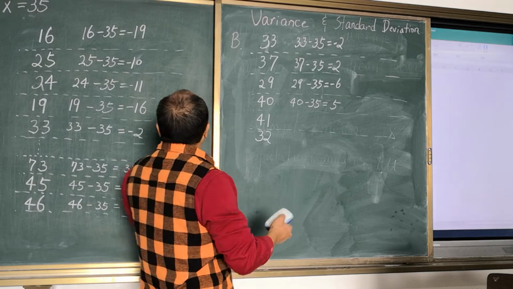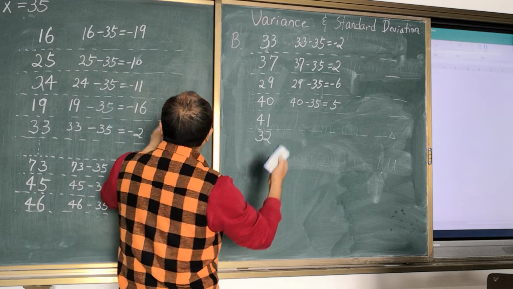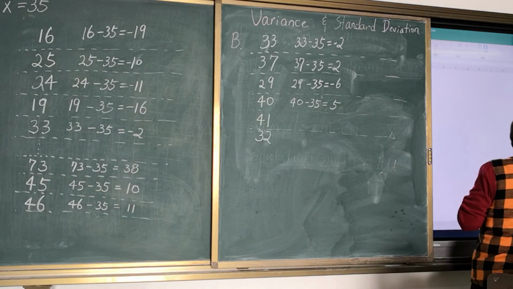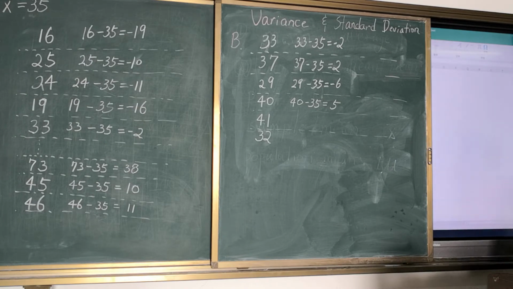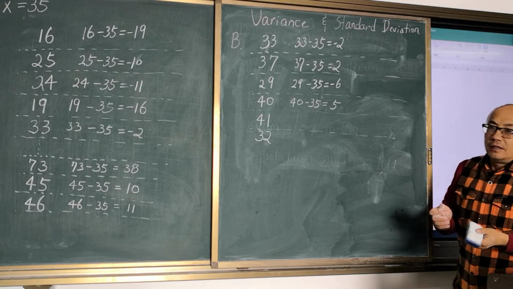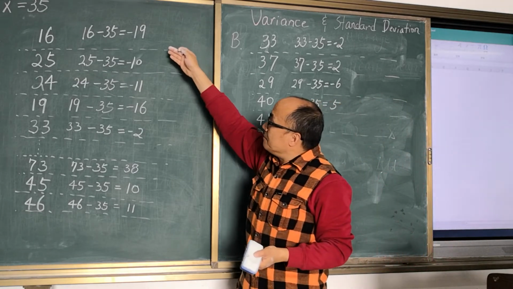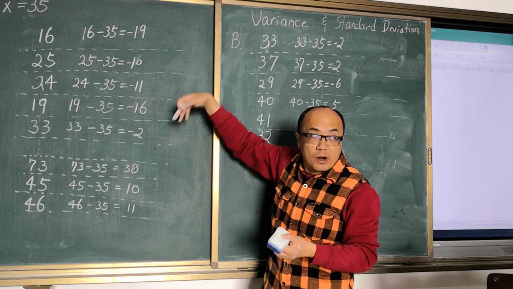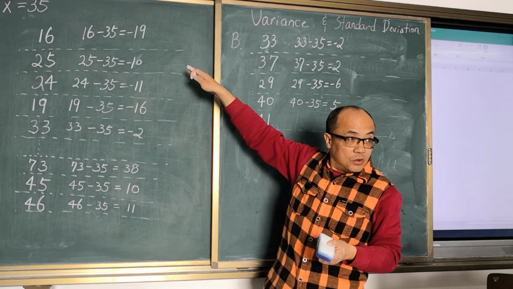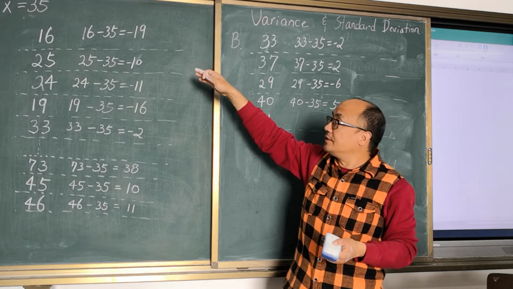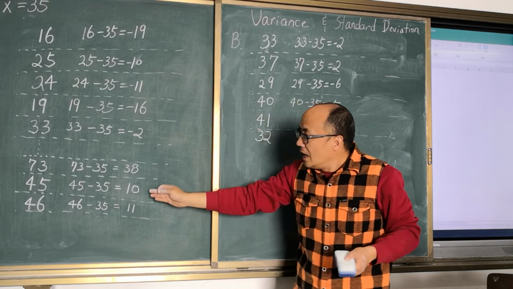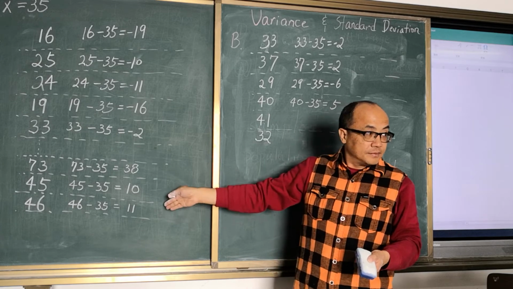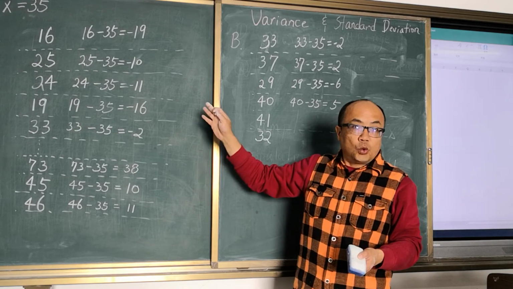One way, mathematically, to describe how spread out the numbers are: if we just add these numbers, they will cancel each other, which is not good. Minus 10 and positive 10 cancel each other. That's not good.